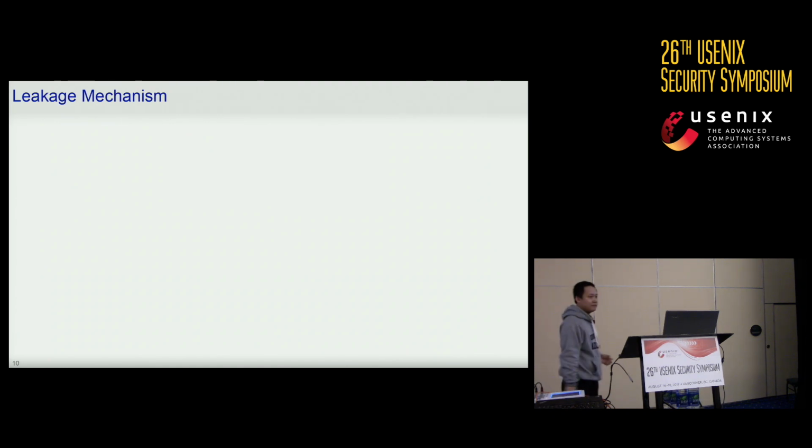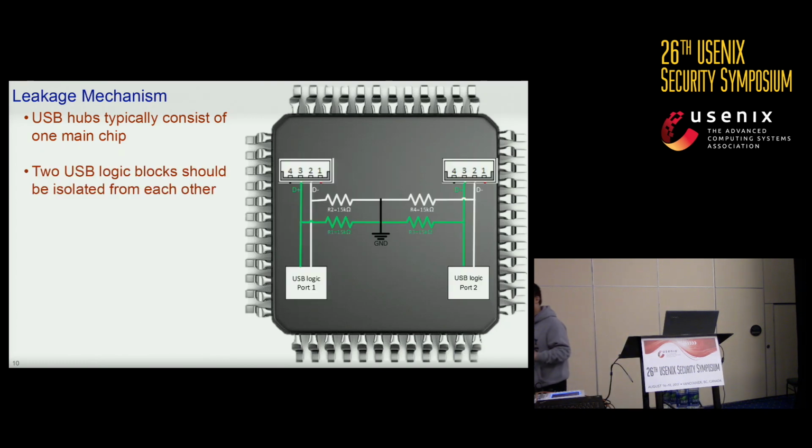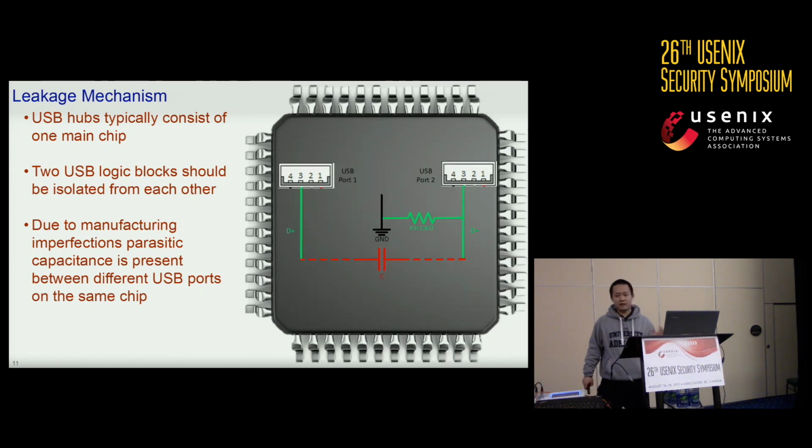After seeing the leakage waveform, you may be wondering how it happens. For most USB hubs, they use a single-chip solution. Ideally, each port on the same chip should be isolated from other ports. However, due to manufacturing imperfections, there exists a parasitic capacitance between two USB ports. Such parasitic capacitance, which is shown as the red symbol in this diagram, creates a linkage between two adjacent USB ports.